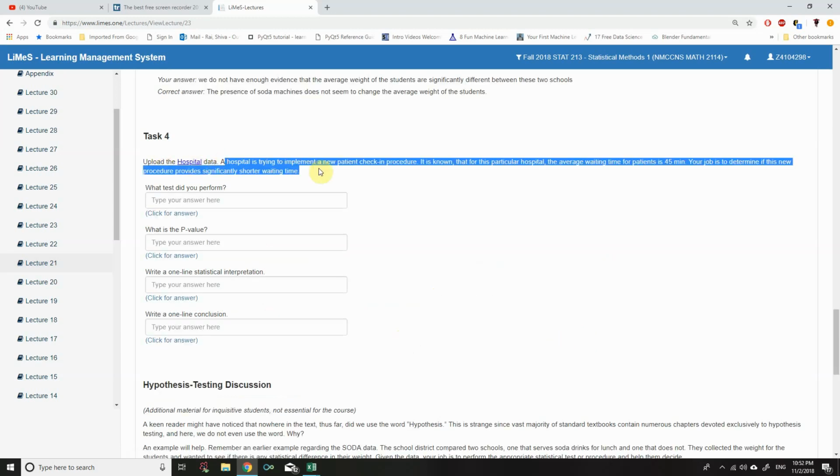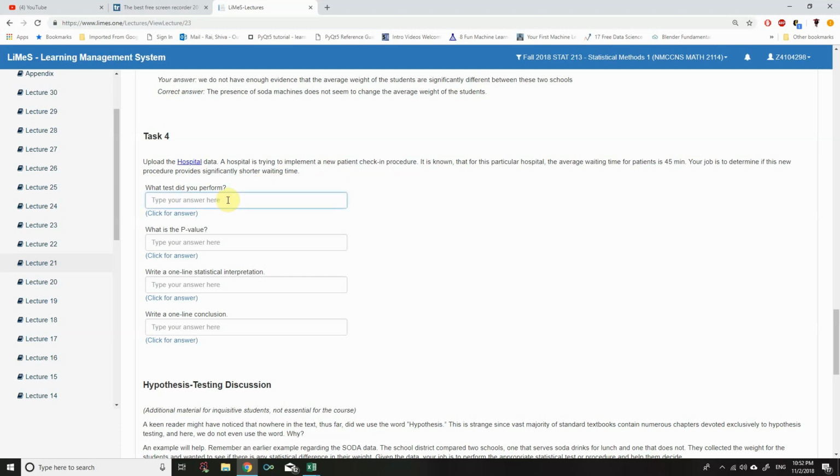Okay, upload hospital data. A hospital is trying to implement a new patient check-in procedure. It is known that for this particular hospital, the average waiting time for a patient is 45 minutes. Your job is to determine if this new procedure provides significantly shorter waiting time. The new check-in procedure should help lessen the waiting time.